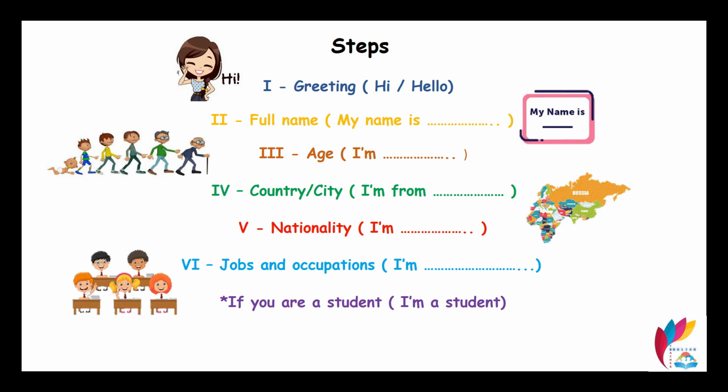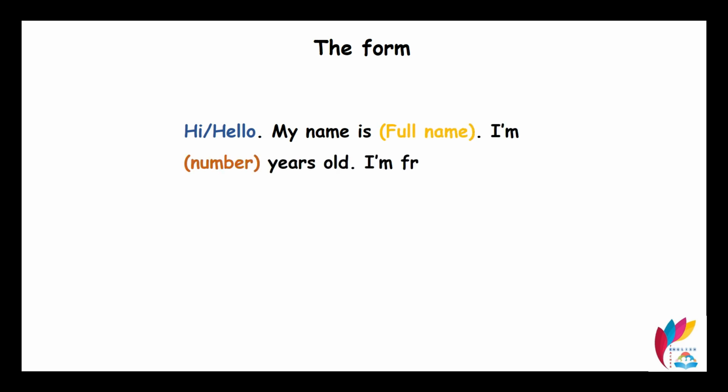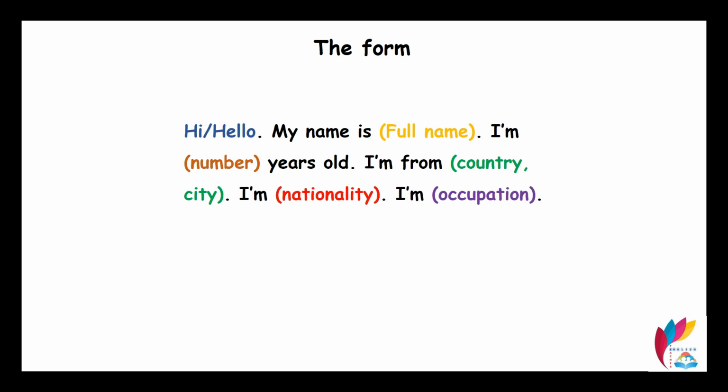So the form will be the following. Hi or hello, my name is, you complete it with your full name. I am, you put your number, of course your age, years old. I'm from, you write your country, comma, city. Then you put your nationality, and then you put your occupation.